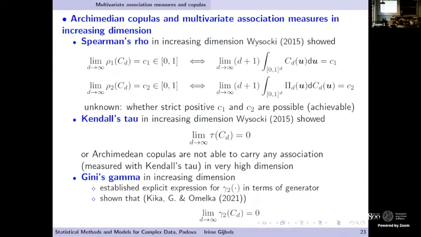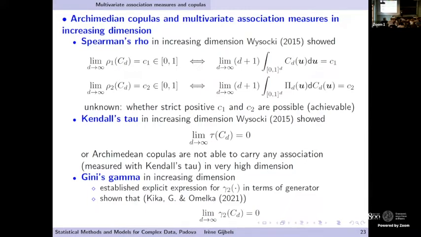And maybe look first of all at this result, which is not by us, but is in a paper which was published 7 years ago. Basically, it says that if you measure association with Kendall's tau, and you are in the Archimedean copulas setting, you will always end up with 0 as the association measure if the dimension increases. The same happens with Gini's gamma in increasing dimensions, and that is something that we just proved.